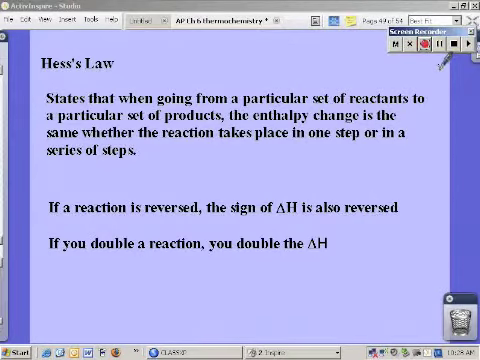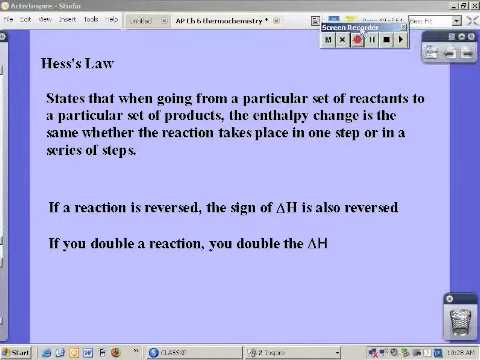Hess's law states that when going from a particular set of reactants to a particular set of products, the enthalpy change is the same whether the reaction takes place in one step or in a series of steps. Remember, this is because Hess's law is calculating delta H, which is a state function. If the reaction is reversed, the sign of delta H is also reversed. If you double a reaction, you're going to double the delta H value.